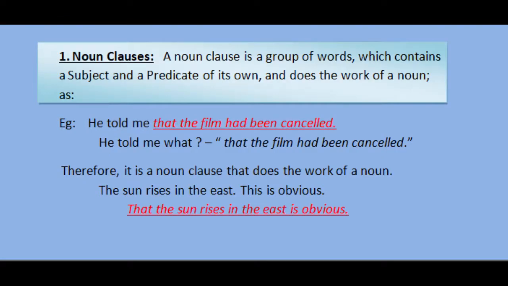Number 1 is by using noun clauses. A noun clause is a group of words which contains a subject and a predicate of its own and thus does the work of a noun. So how does a noun clause work? We will see through these examples.